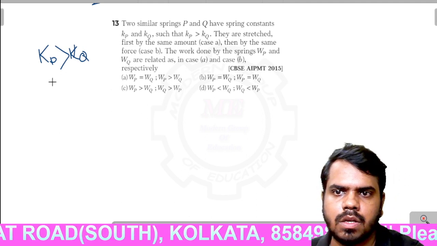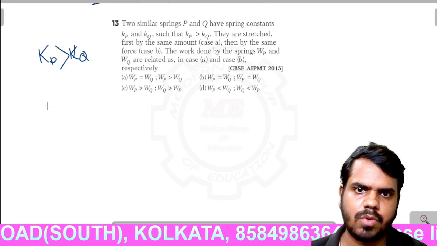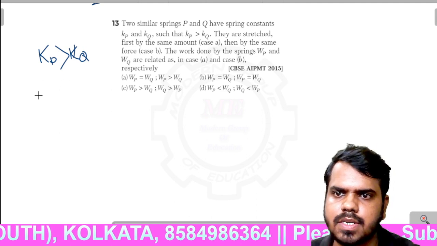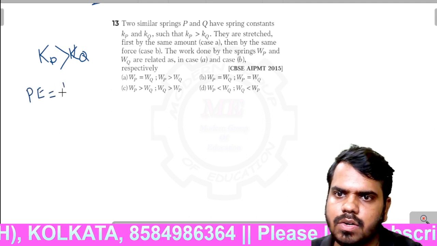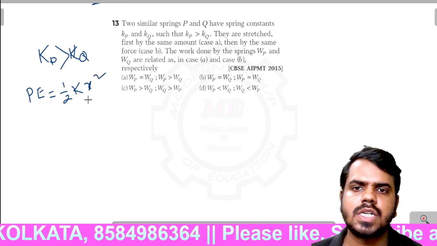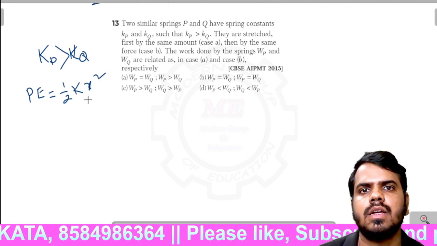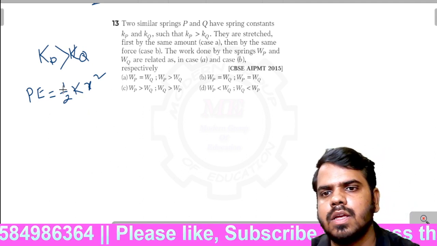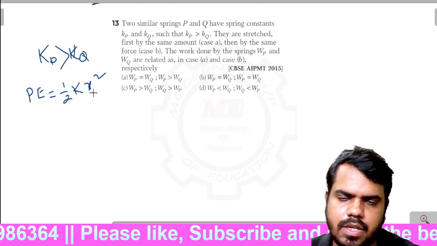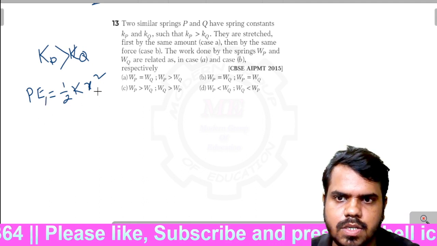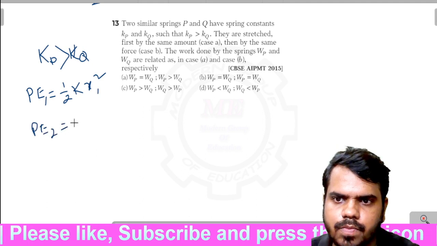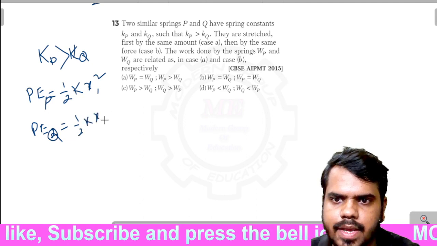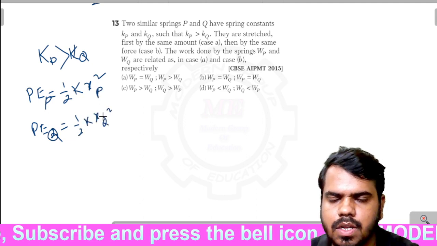In the first case, they are stretched by the same amount. That means the potential energy, that means work done, is equal to half kx square. Why the potential energy? Because if we stretch the spring, then potential energy is stored in the spring. So it is half kx square. Here x is equal. That means potential energy of P is half kp xp square, and potential energy of Q is half kq xq square, so xp equals xq.